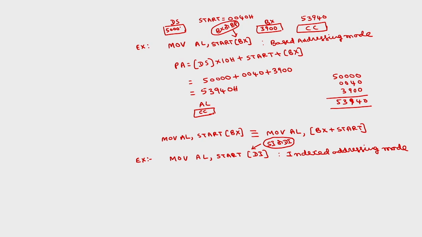Another example is that you can use both also, which is called based index addressing mode. So, if I write, say, MOV AL, here also you can write this as DI plus start. This can be either BX or BP, and this can be SI or DI.